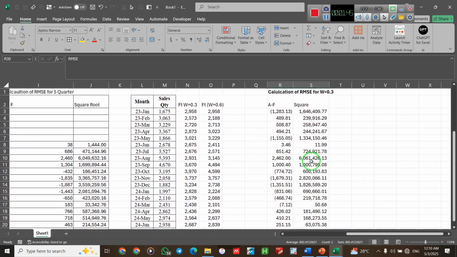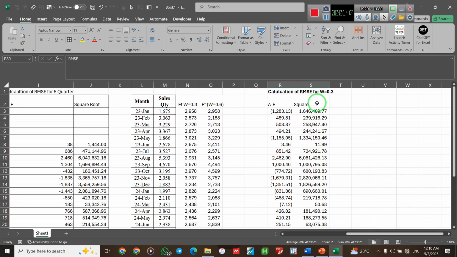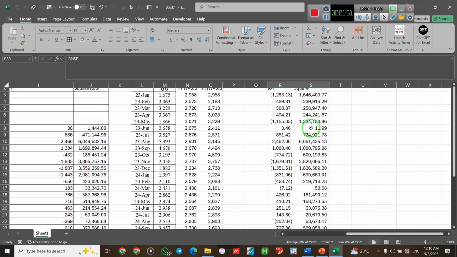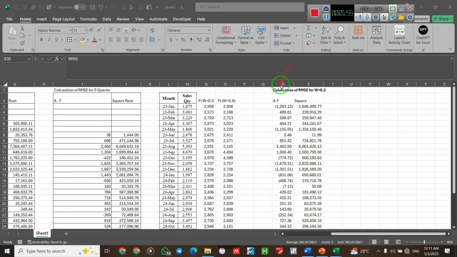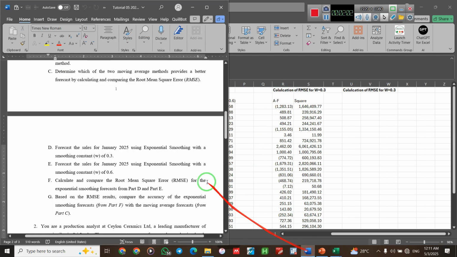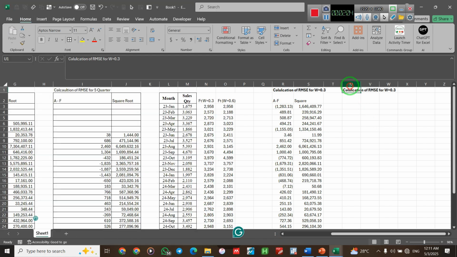Now we are going to calculate the RMSE value at the weight equals 0.5. Try to do that by yourself. Okay, now we are calculating the RMSE at W equals 0.6, right? W equals 0.6. So calculation of the RMSE value when W equals 0.6, right?